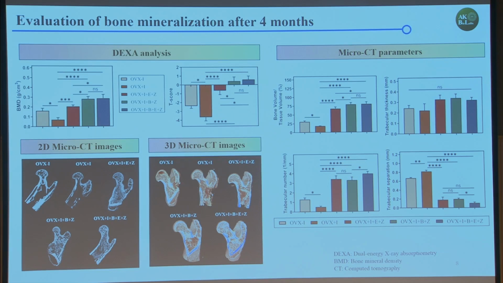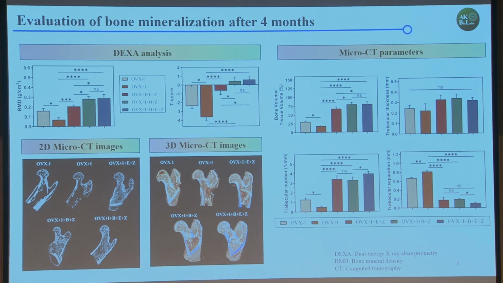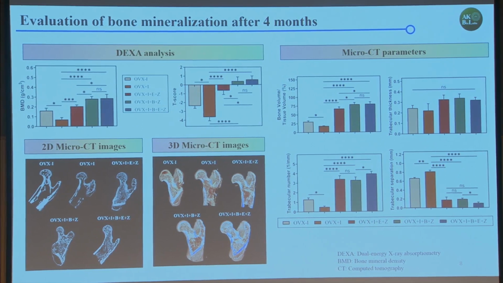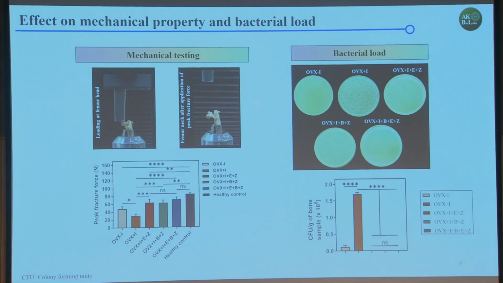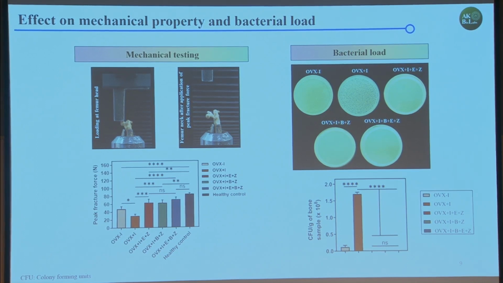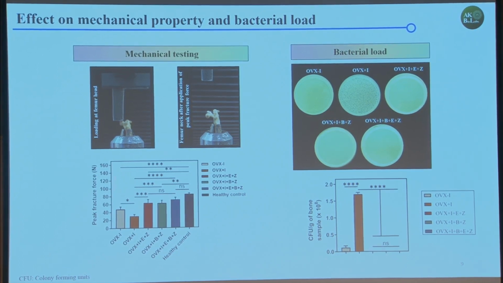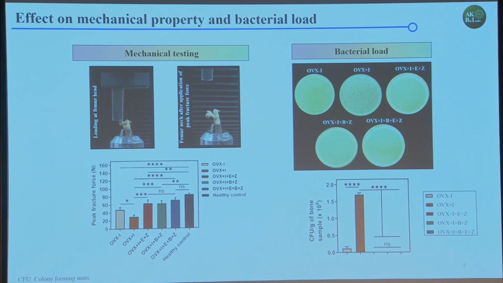These are the micro-CT images where we can see enhanced bone remodeling, and the micro-CT parameters in the treatment groups. Bone volume by tissue volume percentage has significantly improved in the treatment groups. The trabecular number has also significantly increased, and there is a decrease in trabecular separation, showing that good bone formation has taken place at the site of the defect. As I mentioned, the mechanical properties are very essential. The peak fracture force required to break these bones after the treatment has significantly increased so that secondary fractures can be avoided.